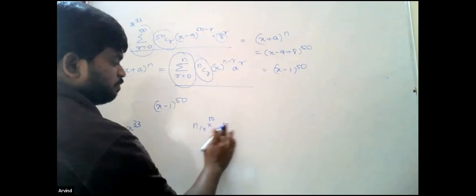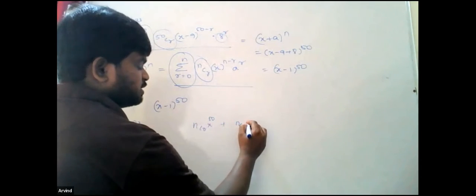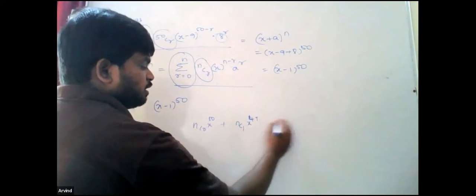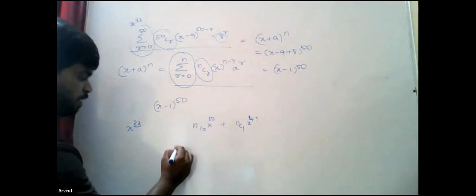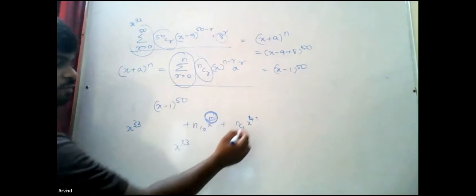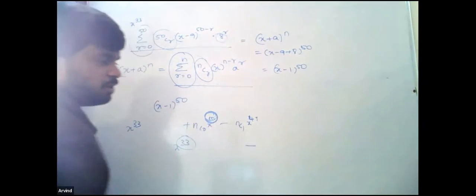If you observe, alternate plus and minus signs keep coming. But it will be like this: nC1 x to the power 49. You have to keep expanding this. So what do we need? x to the power 33, right? Observe its coefficient. When it is even it is positive, when it is odd it is negative. Okay, so 33 is odd. So the coefficient will come negative.